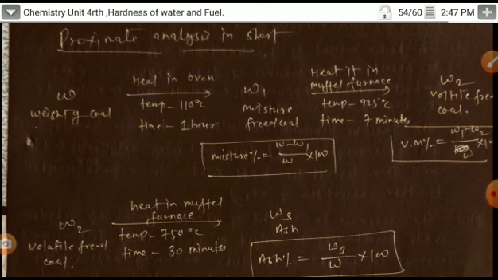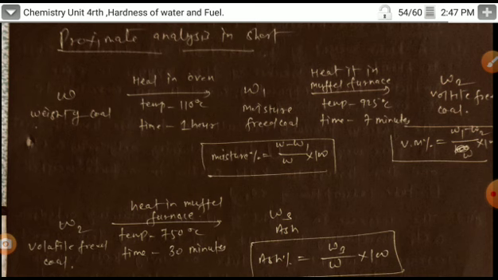So there is a need to analyze the coal, and proximate analysis is one of the best methods to determine the parameters of the coal. On the basis of those parameters, you can determine the quality as well as the prices and the calorific value of the coal. So now let's start the short trick. How can you determine the proximate analysis of the coal?